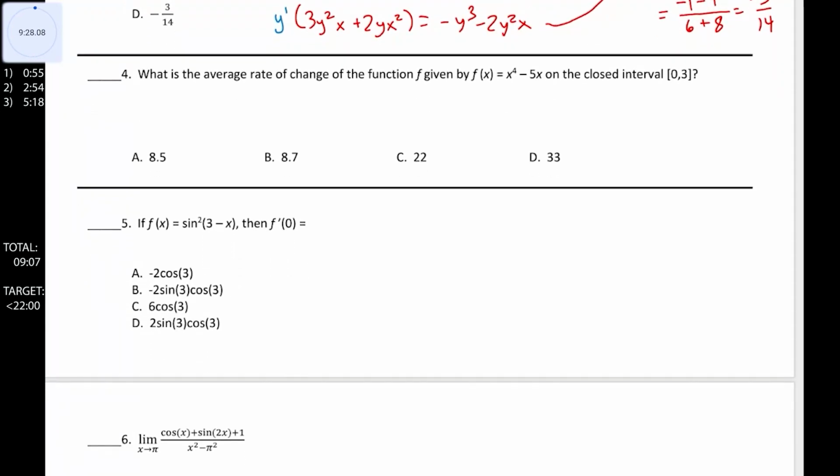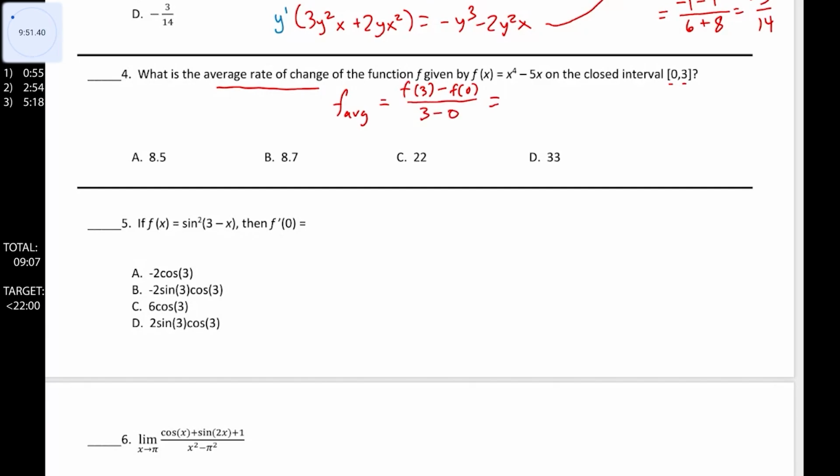Like, for example, number 4 should take us much less than 2 minutes to figure out. It says, what is the average rate of change for this function? Now, this just comes down to knowing how to calculate the average rate of change. And so it's just a little formula here. It's basically just your slope formula. It's going to be f of 3 minus f of 0, 3 and 0 coming from the endpoints of the interval, over 3 minus 0.